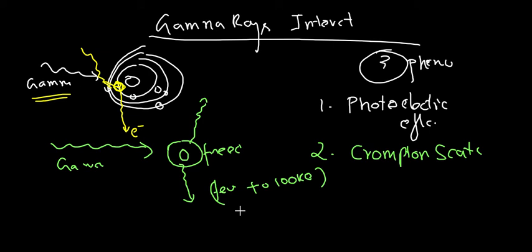This is mainly because it can scatter in many ways. So based upon the scattering, the energy that is observed will be very, very less. So this is the second effect. The second effect is Compton scattering.